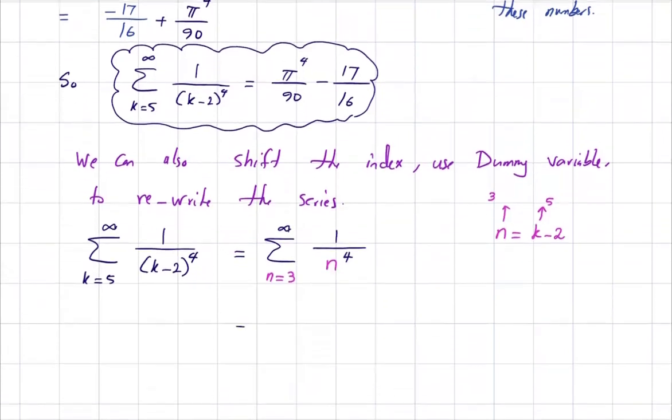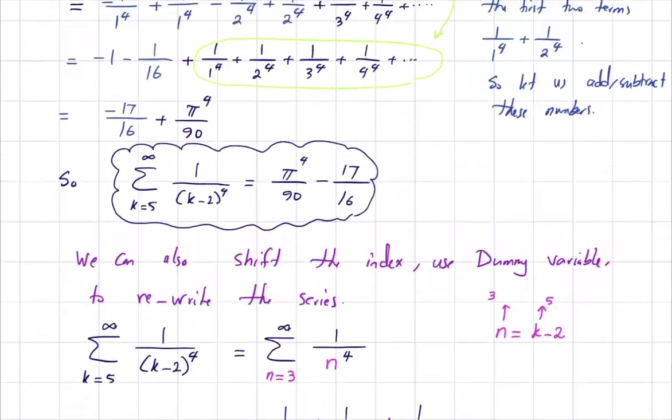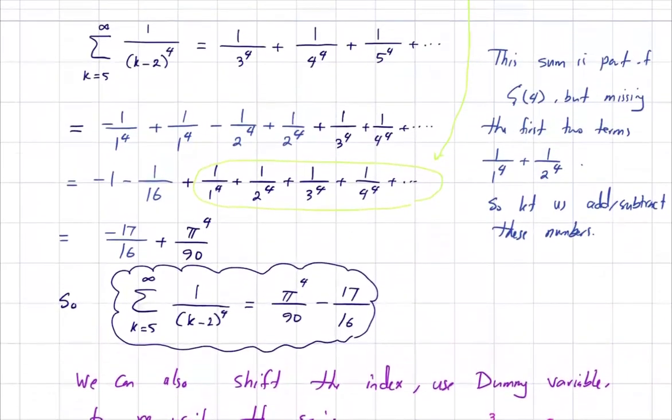Basically, what you have is 1 divided by 3 to the 4th plus 1 over 4 to the 4th plus 1 over 5 to the 4th plus the rest of the terms. So you get the exact same terms of the series as when you plug in k equals 5.